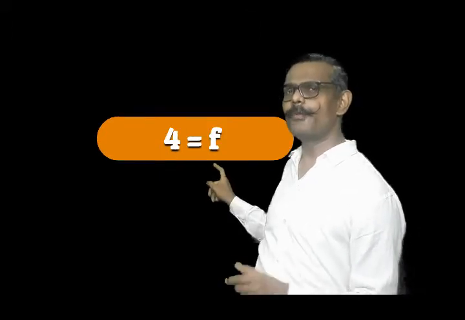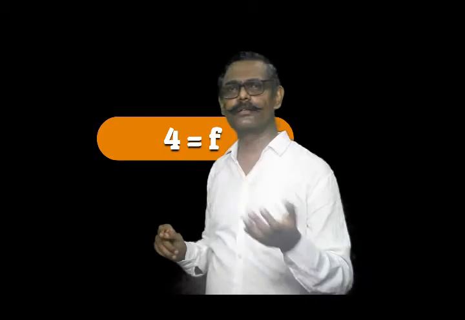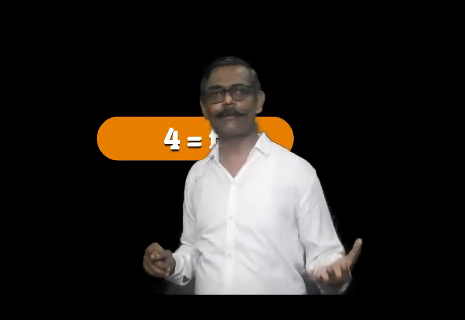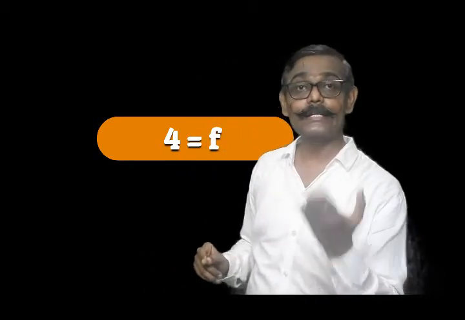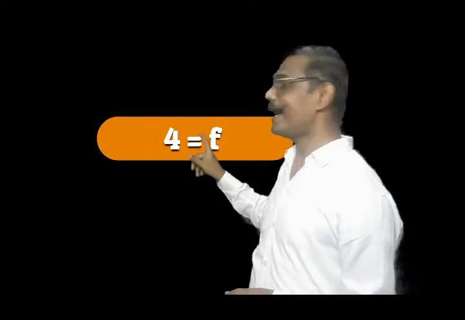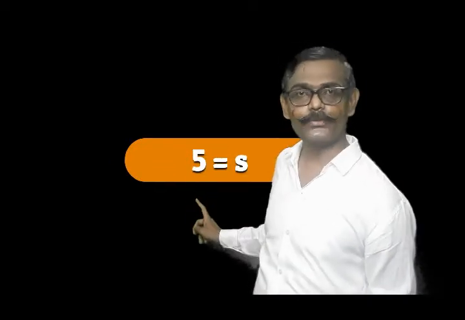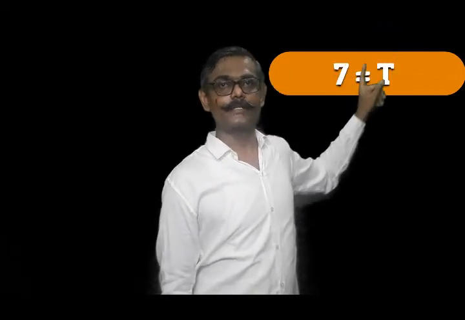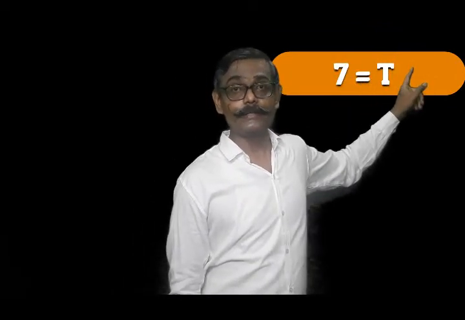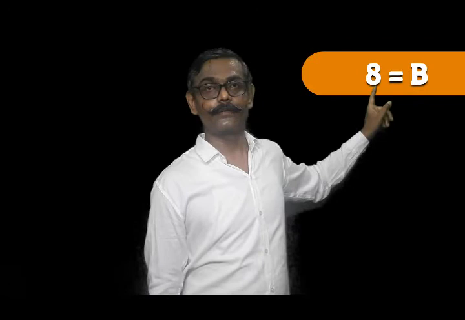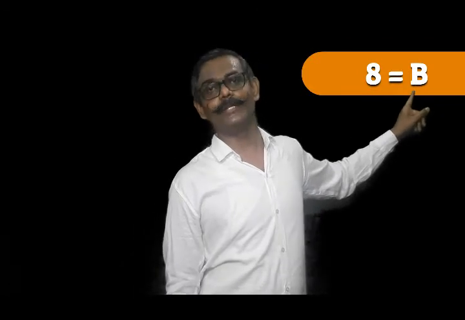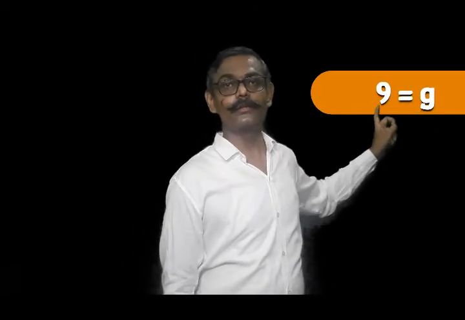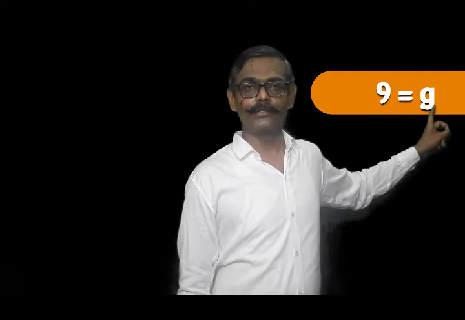For 4, a proper letter in the English alphabet is not there. So the first letter of the word four, F, is considered there. 5 is S. 6 is C. 7 is T. 8 is B, capital B. 9 is small g. Are you getting this point?